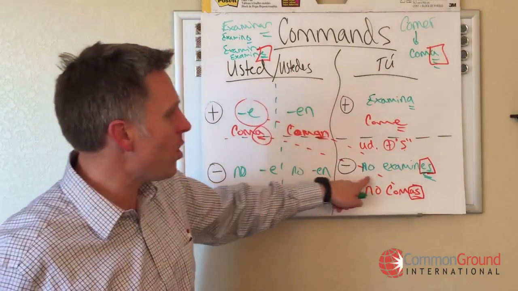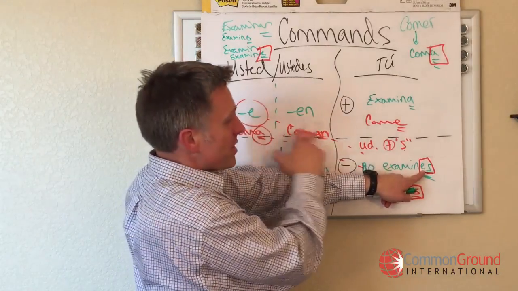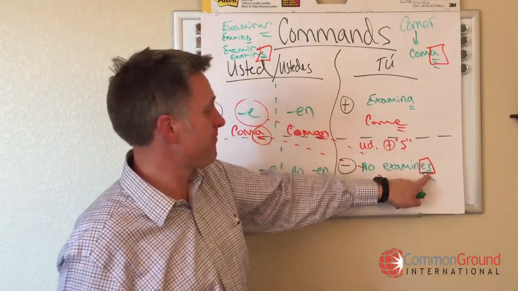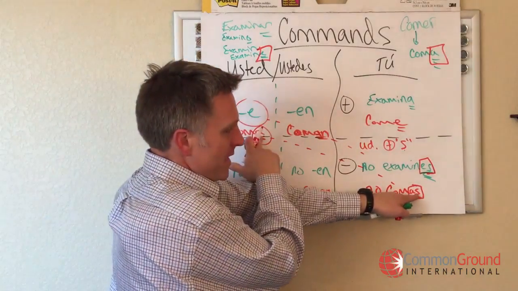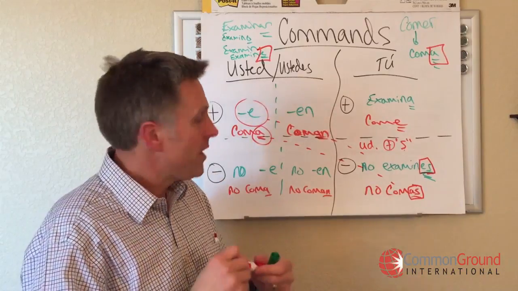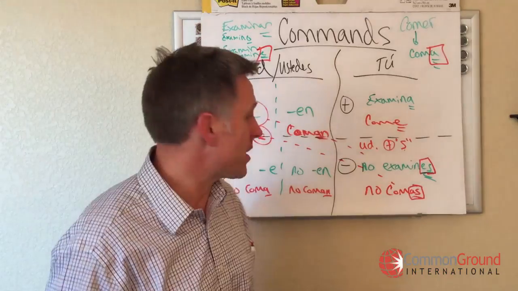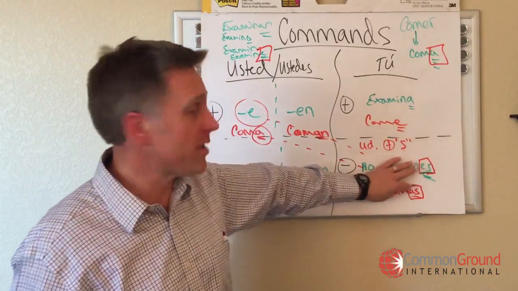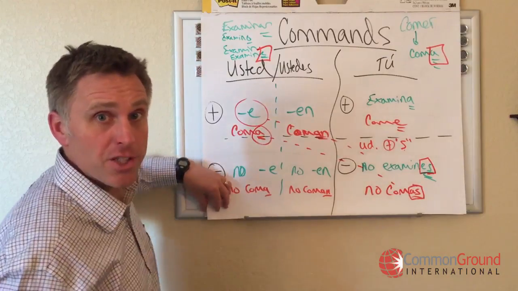And so "no examine" was the usted command, but now we add an S to it. "No examines." "No coma," but then we add an S to it. "No comas." All right. So technically, if you're an advanced Spanish speaker, these are subjunctive forms. These are subjunctive verb conjugations.